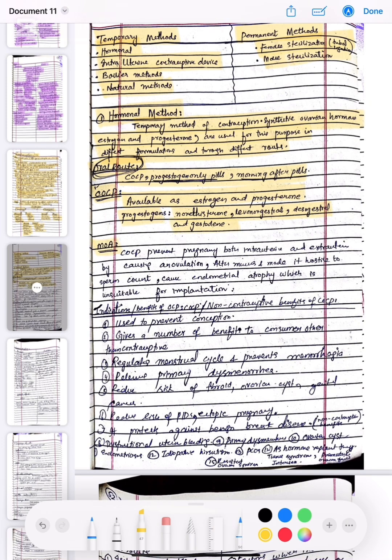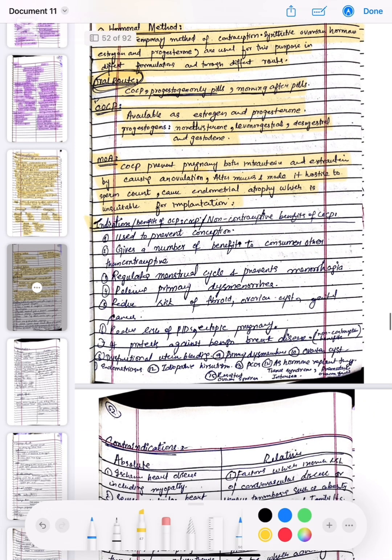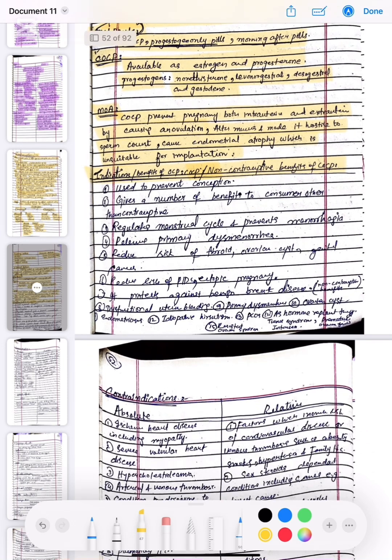The mechanism of action: combined oral contraceptive pills prevent pregnancy, both intrauterine and extrauterine, by causing anovulation, altering cervical mucus and making it hostile to sperm, and causing endometrial atrophy, which is unsuitable for implantation. Then the indications or non-contraceptive benefits of the combined oral contraceptive pills: they are used to prevent conception and give a number of other benefits to consumers. They regulate the menstrual cycle and prevent menorrhagia, relieve primary dysmenorrhea, reduce the risk of fibroids, ovarian cysts and genital cancer, and reduce the risk of pelvic inflammatory disease and ectopic pregnancy.